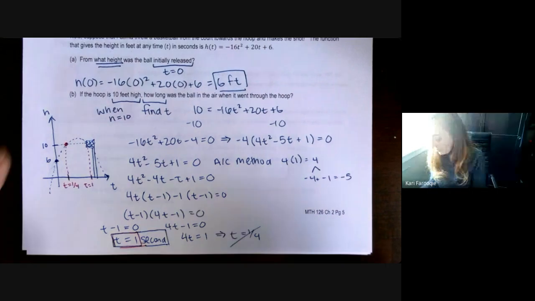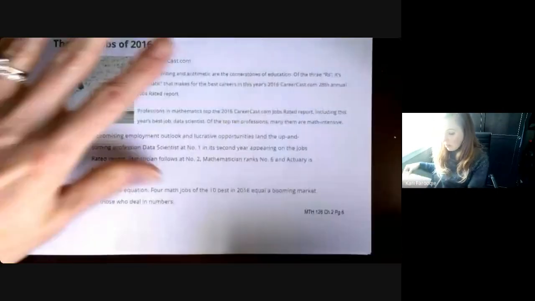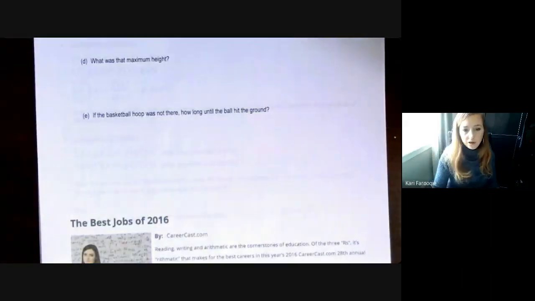Okay. That is A and B. The other questions we have to answer are C, when does the ball reach its maximum height?